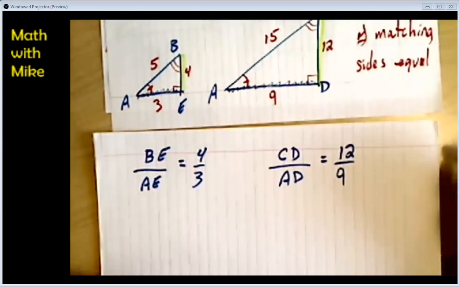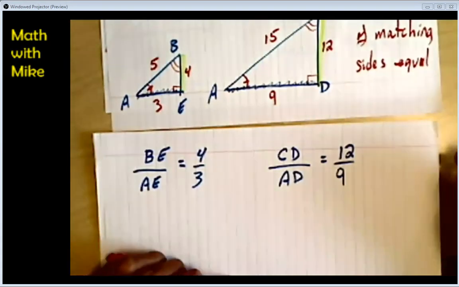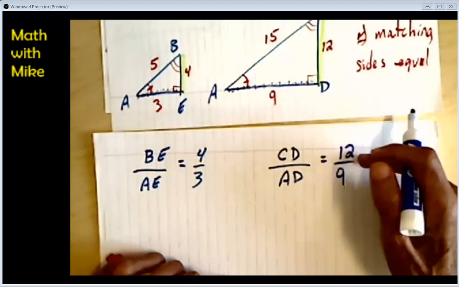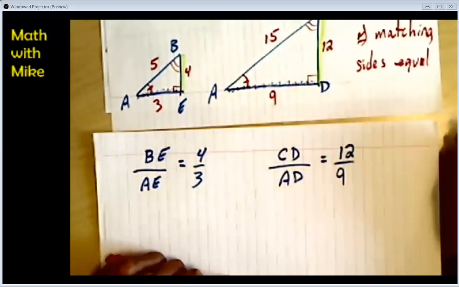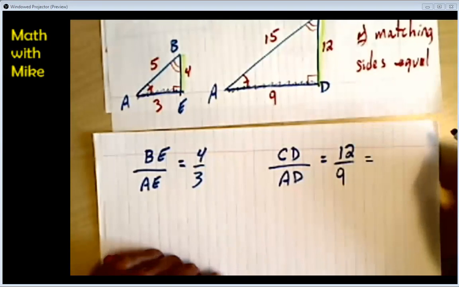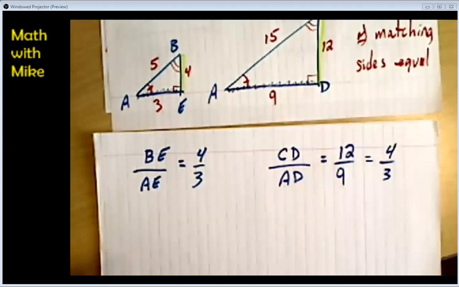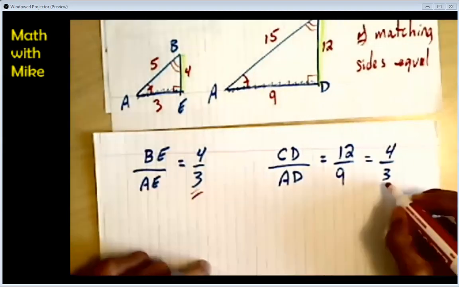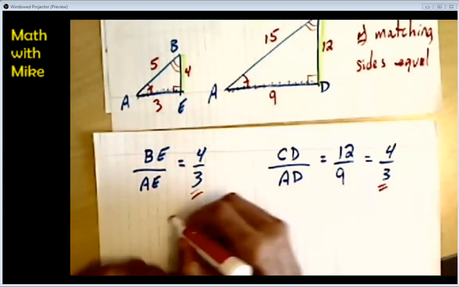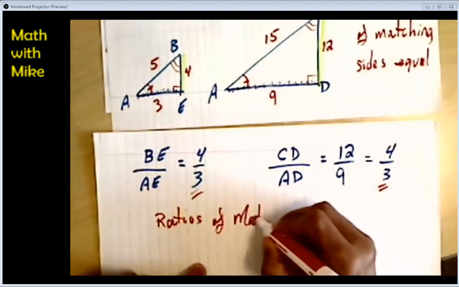Now, with all fractions, what you do is you reduce them. So what number divides into both of those? Yeah, 3 goes into both. So 12 divided by 3, what does that give? 4. 9 divided by 3? Right. So this is the point where these are the same. These ratios of matching sides are the same.